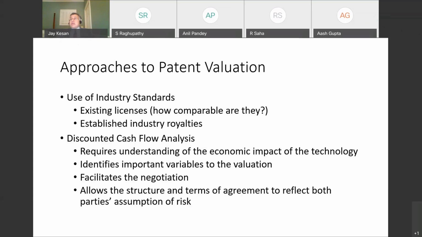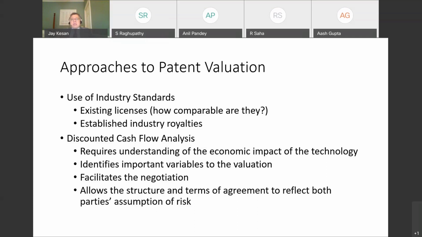Now, of course, it raises the question, these existing licenses, how comparable are they? It's very similar to the housing situation. Is it really the same size of house? Is it really a lower floor, a higher floor in a bigger building? Is it facing in the right direction? So on and so forth, right? So the same sorts of issues apply here. To what extent are the existing licenses comparable? And to the extent that they're not comparable, you may then adjust up or down based on how comparable they are. So the use of industry standards in patent valuation is very, very important.